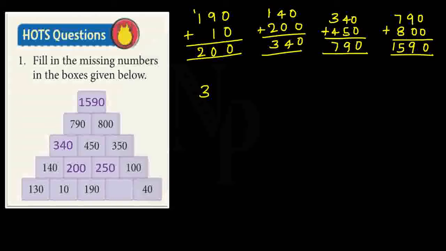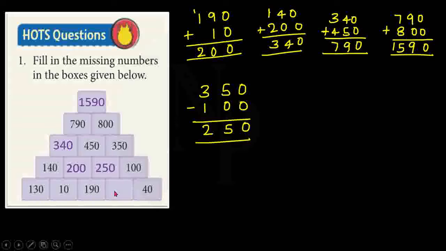So 350 minus 100, subtracting 0 from 0 you get 0, subtracting 0 from 5 you get 5, and subtracting 1 from 3 you get 2. 250.